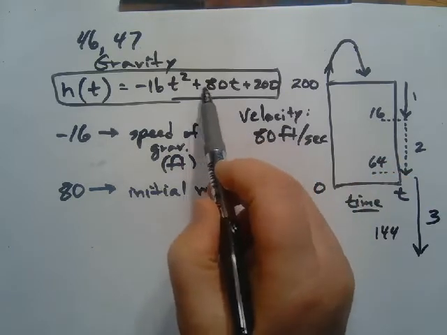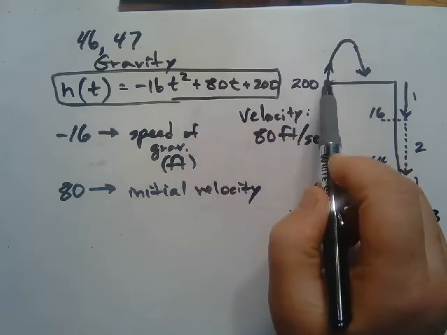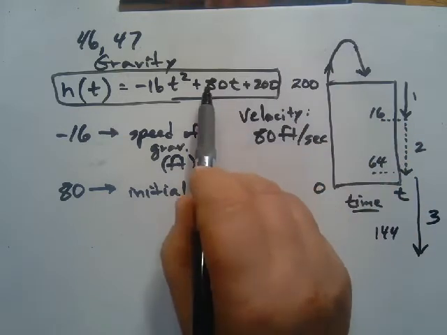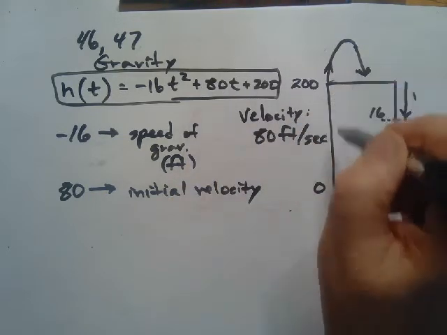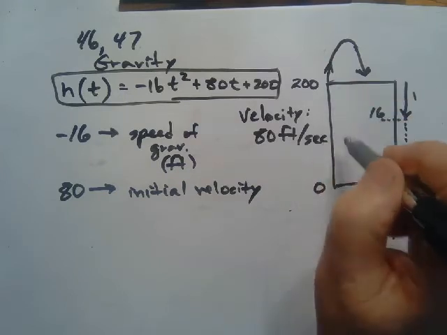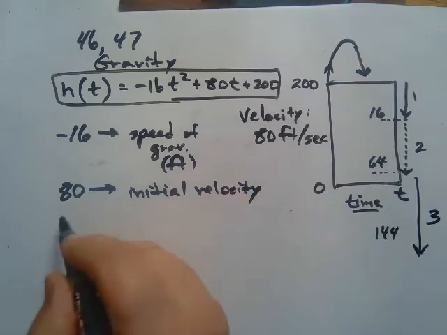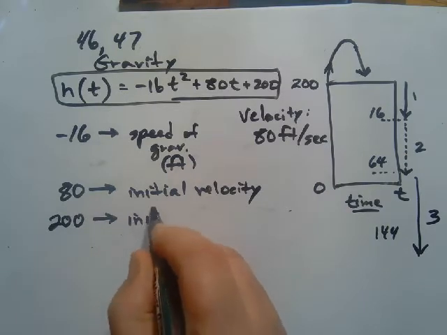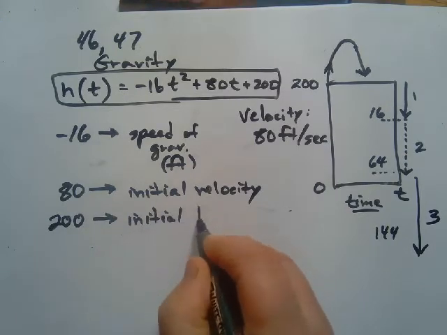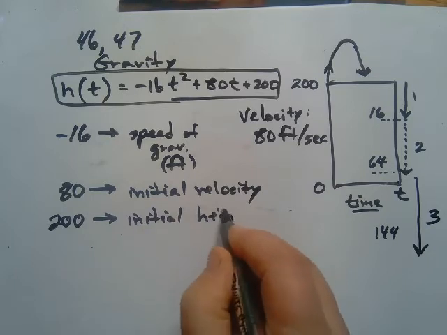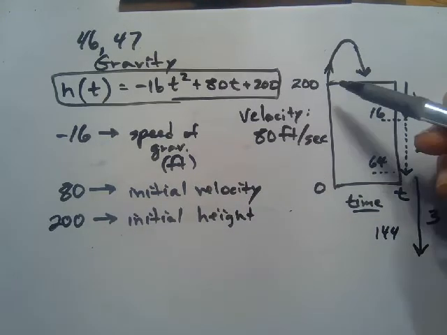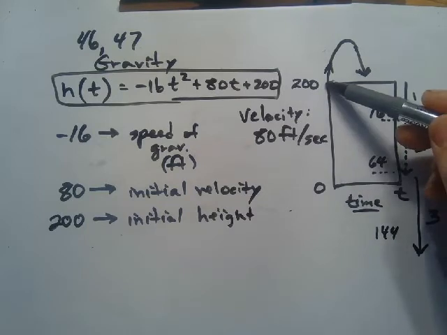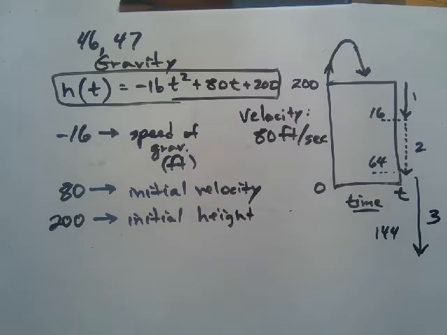You'll notice that 80 feet is positive here. That's because it was being shot up in the air. Up is positive. But if it was a negative 80, that means they shoot the cannon down. It would be going downhill. And in this case, the number 200 is what we call the initial height. How high was the object when the clock started? Well, the clock started at 0 when the object was at 200 feet.